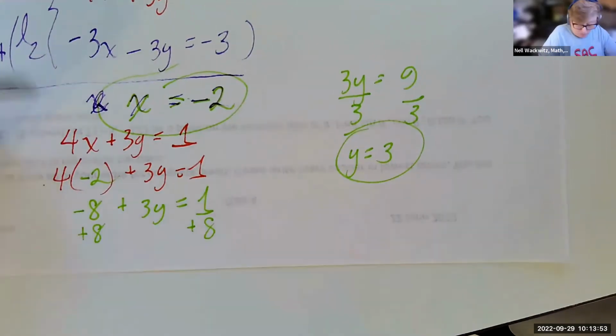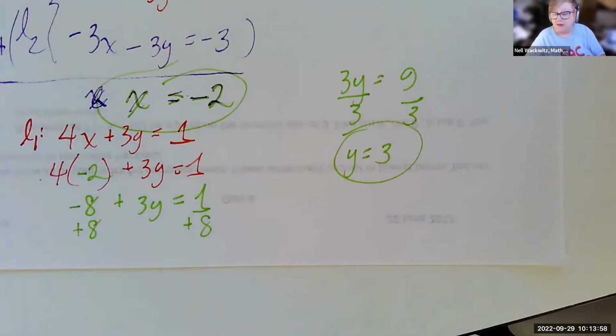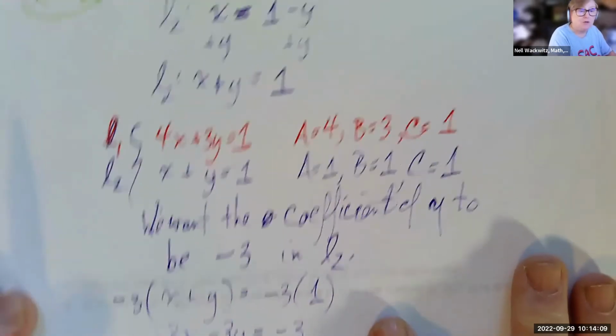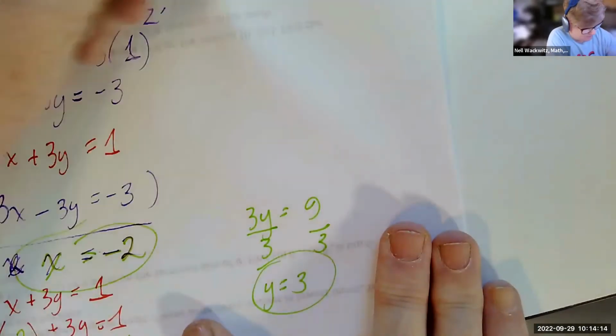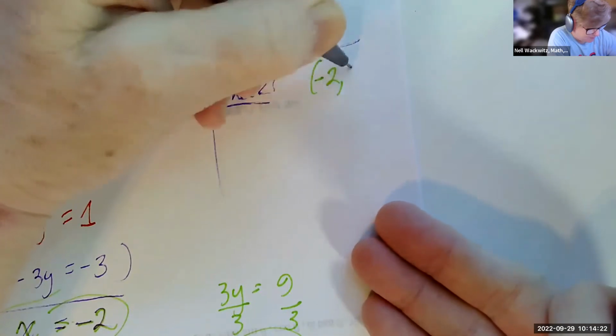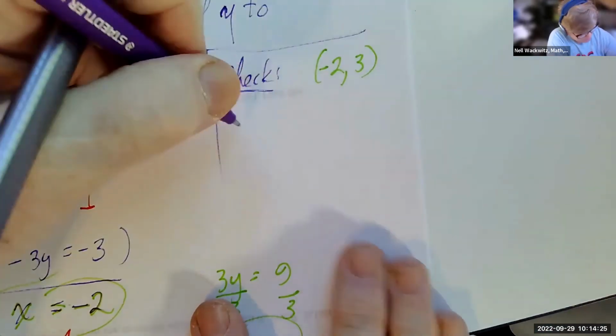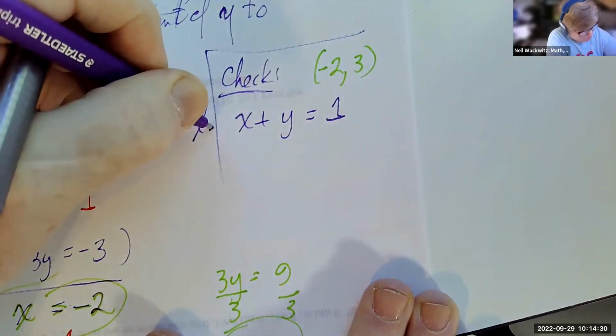We used line 1 to find y given x. And that means we have to use line 2 to check. So x plus y is 1. And we're checking -2, 3. And 2.